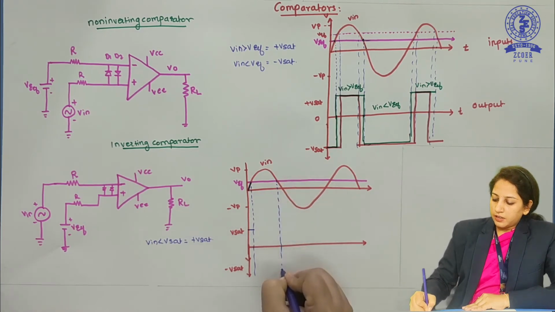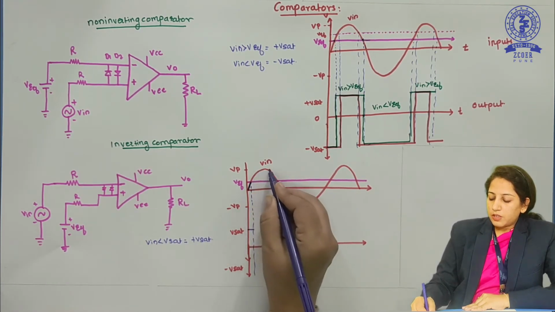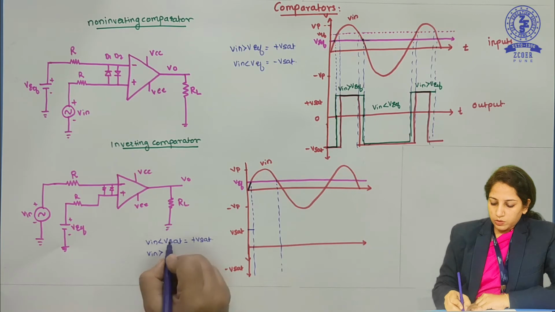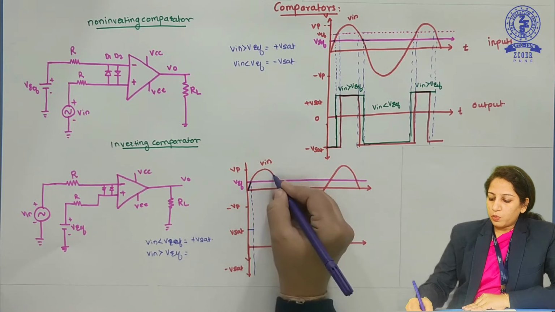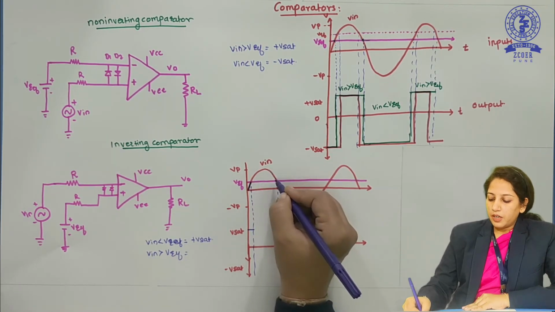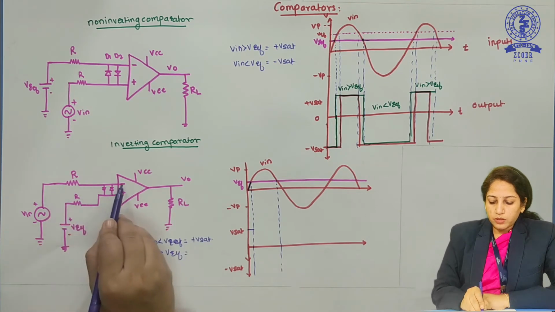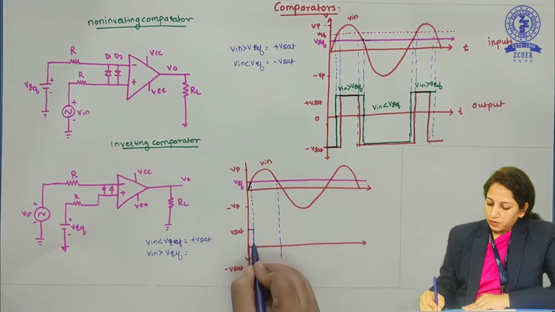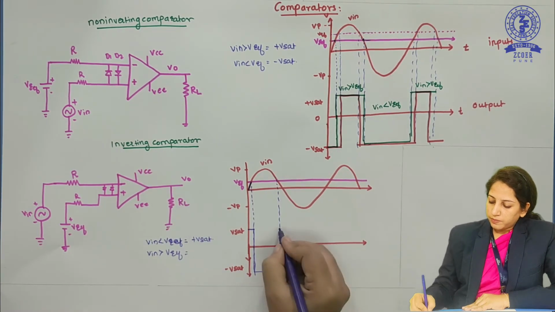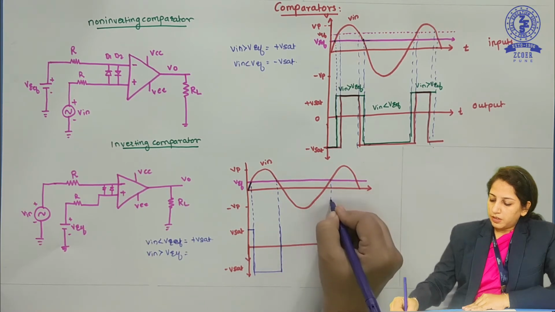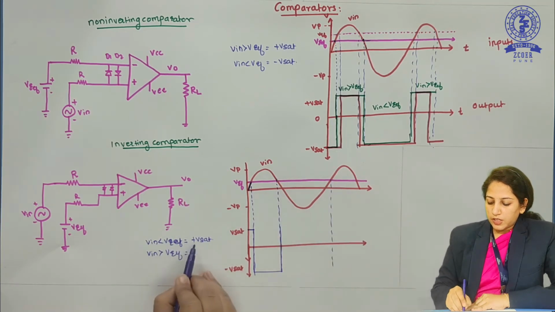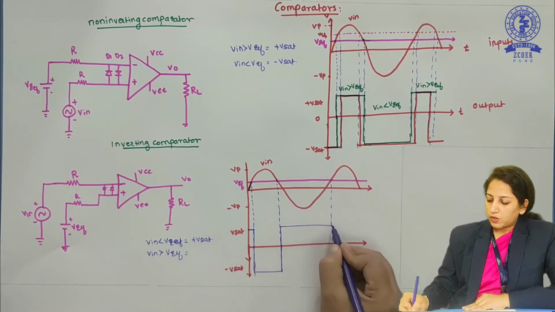Again on this side, for this time period, V in is more than V reference. So if V in is more, the inverting terminal voltage is more than the non-inverting terminal, so I will get an inverse wave here. It will go to minus V saturation, up till this point. Next, again here my V in is less than my V reference, so it will be in positive V saturation.